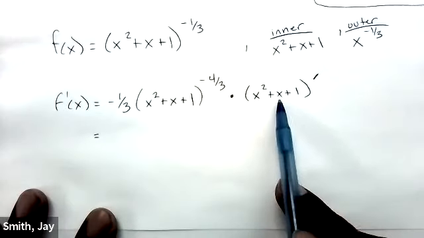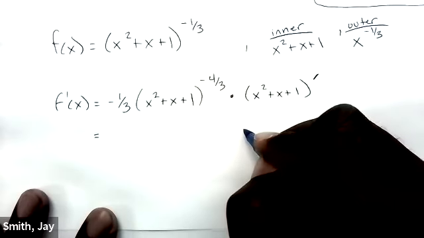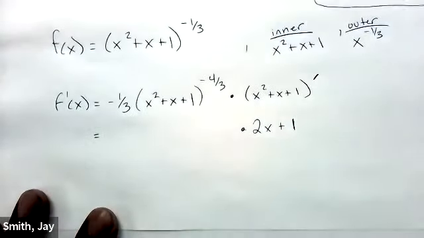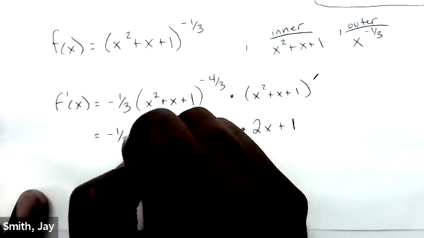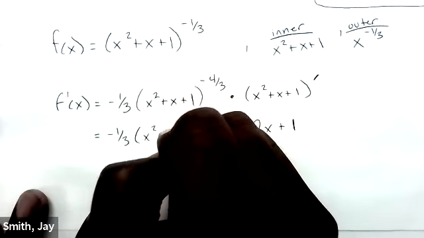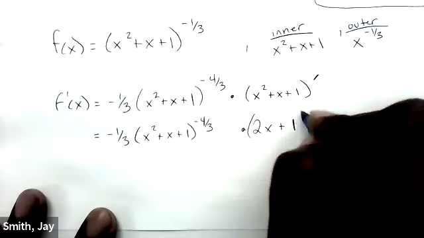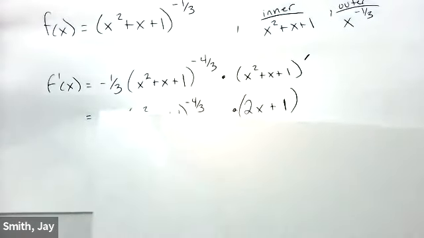Now the derivative of x squared plus x plus 1: the derivative of x squared is 2x, the derivative of x is 1, and the derivative of 1 is 0. No need for us to write it. Everything else comes straight down. And now we want to simplify if possible, taking the factors that can be multiplied, as well as getting rid of that negative exponent.